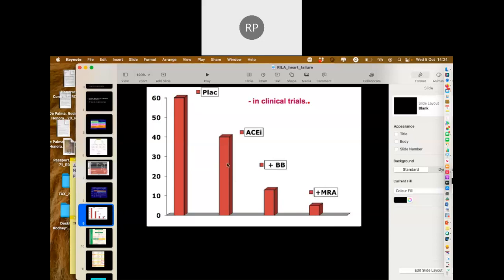So this just gives you an idea of the importance of escalating, or at least starting the main pillars of therapy, which I'll come on to in a minute, and getting those drugs to target as they did in clinical trials to obtain the maximum benefit. So if you could do all this, and in some patients you can't because they don't tolerate the drugs, but if you could, then you can have a massive impact on the prognosis as well as the symptoms of heart failure.